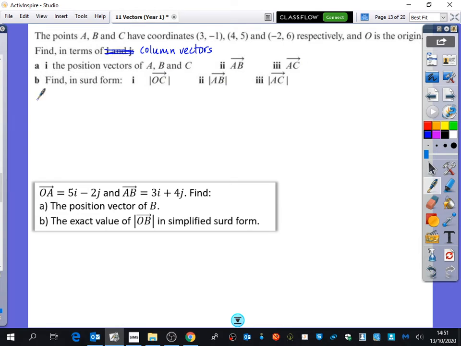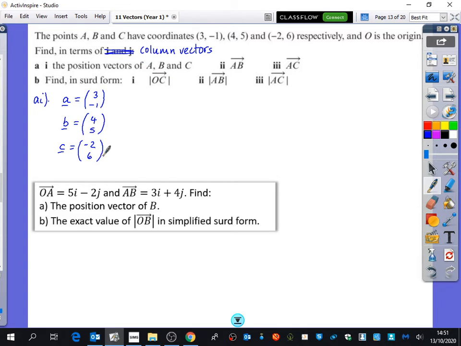So for part A of the question, (i), we're going to find the position vectors of A, B, and C. Now remember, the position vector of A, we just write like this. And A is this one, which is (3, -1). So I'm just going to change it from a coordinate into a vector. I'm also going to change the coordinate of B into a vector, so it's just (4, 5). And I'm going to change the coordinate of C into a vector, so it's (-2, 6), like this. So I've now written the position vectors of A, B, and C here and here and here.